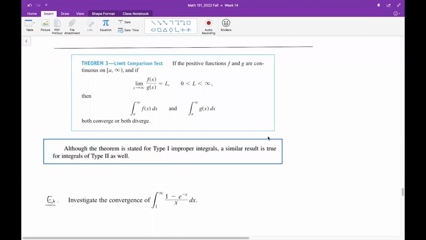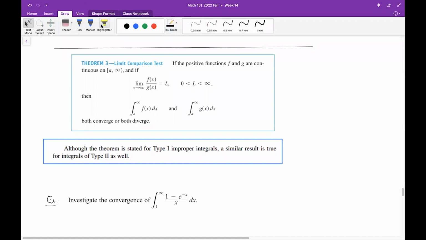This is lecture video 55, and we will cover the limit comparison test in this lecture. Okay, this is another test that will help us to understand whether a given improper integral is convergent or divergent. So the limit comparison test is stated like this.